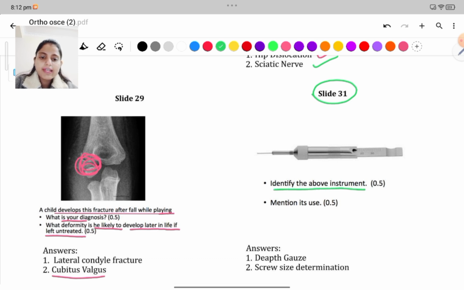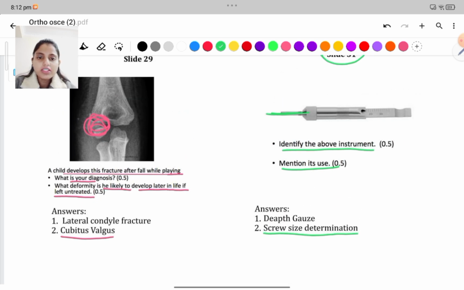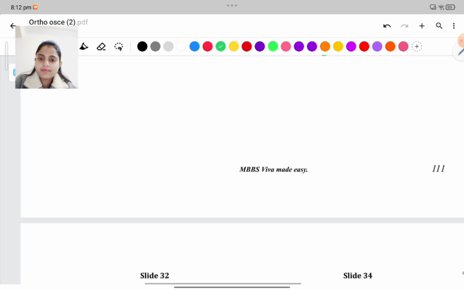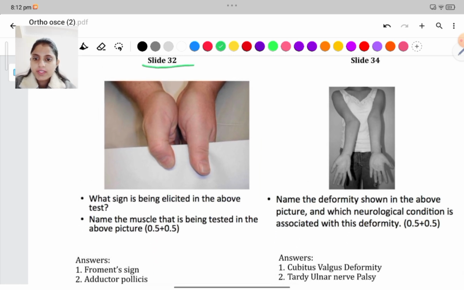Question number 31. Identify the above instrument and mention its use. This is the depth gauge. This is used for the screw size determination. So depth gauge is used for the screw size determination. Question number 32. Which sign is being elicited? Froment sign. Muscle adductor pollicis, which is supplied by the ulnar nerve.